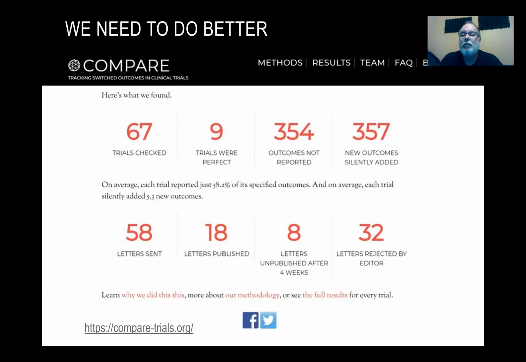There were 354 outcomes that were specified in the SAP but never showed up in the paper. And remarkably, 357 outcomes across those 67 papers just showed up out of nowhere. They weren't in the original SAP. And maybe kind of depressing, this group sends letters to the editor. Well, out of the 58 letters they sent pointing these problems out, only 18 ever got published. 32 were rejected, and there have been some very angry exchanges. But journals don't like to be told that they've made that kind of mistake. Next.